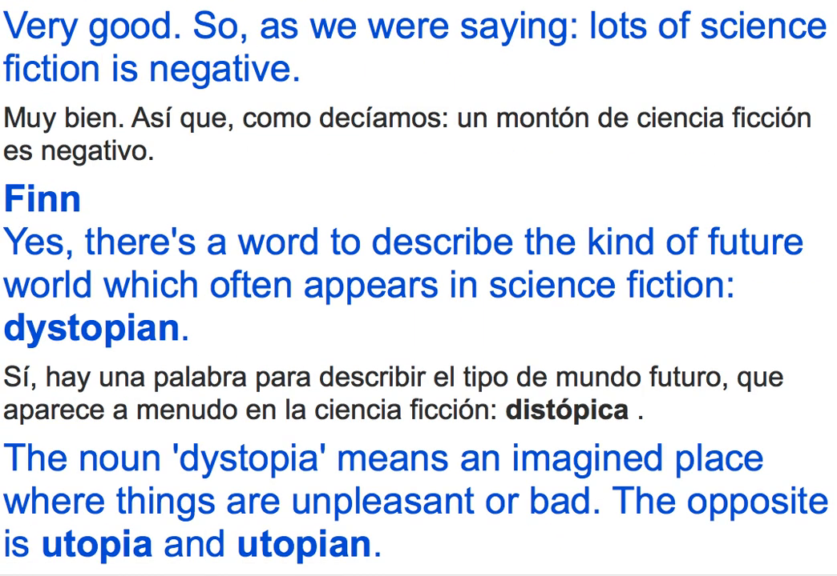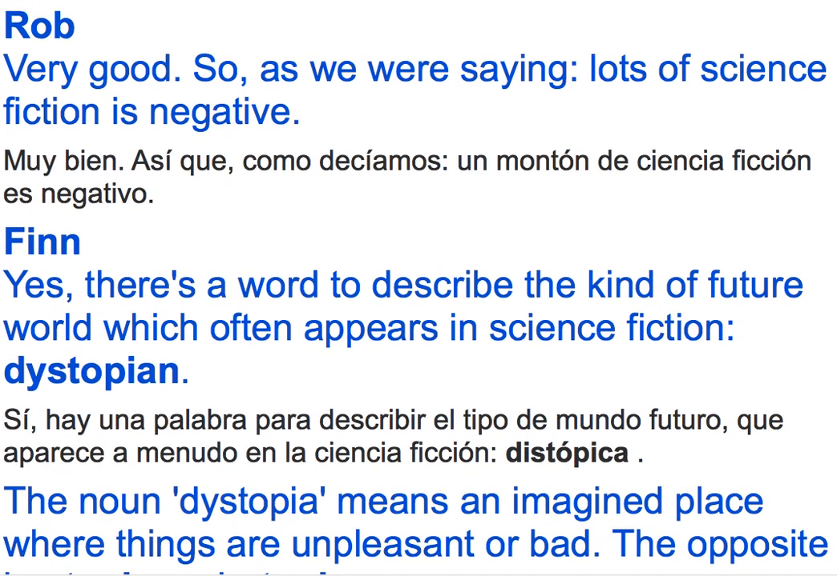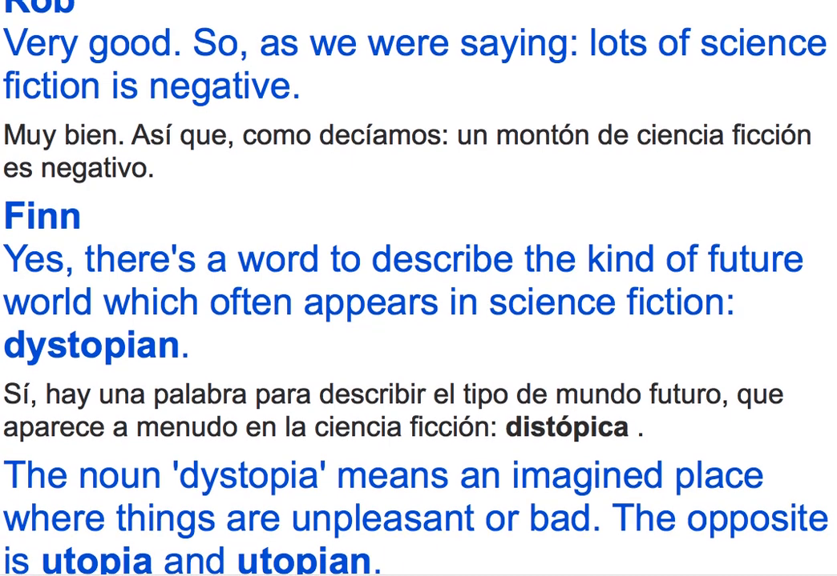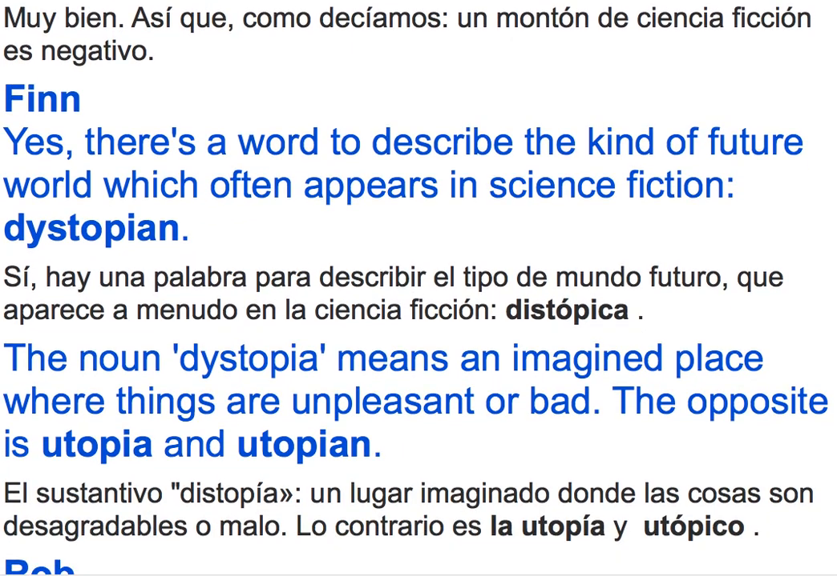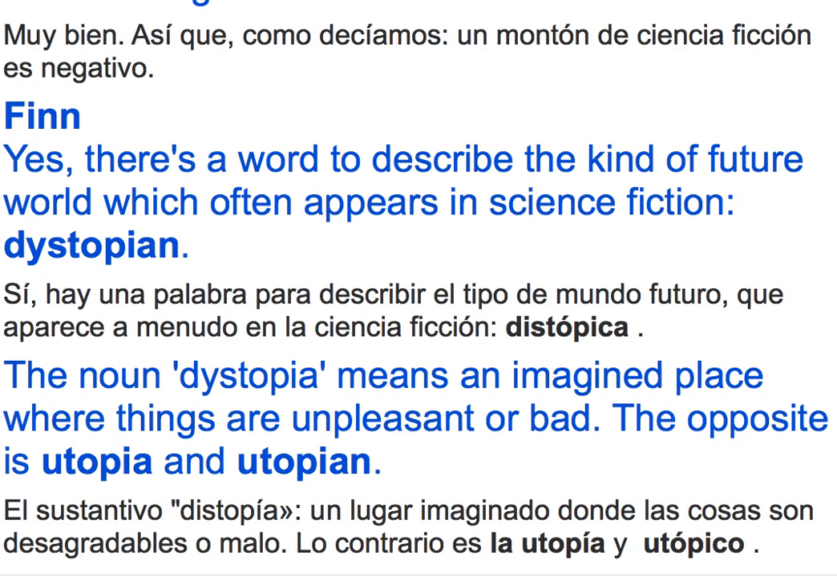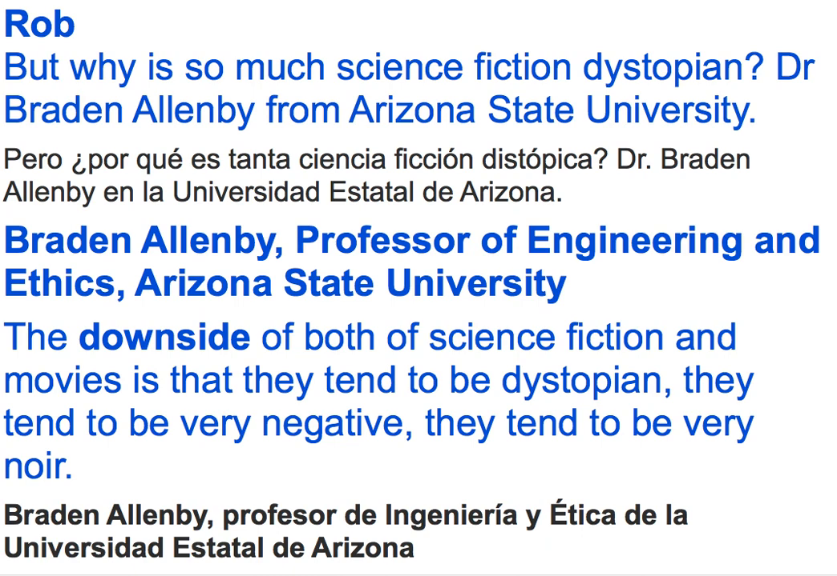Yeah, very good, Finn. So, as we were saying, lots of science fiction is negative. Yes, there's a word to describe the kind of future world which often appears in science fiction. Dystopian. Now, the noun dystopia means an imagined place where things are unpleasant or bad, and the opposite is utopia and utopian.